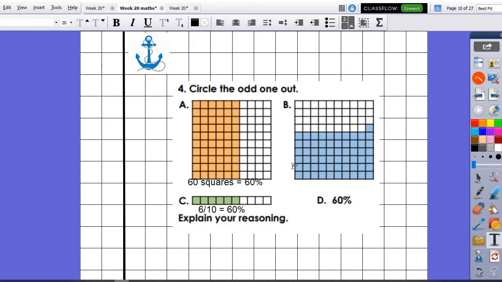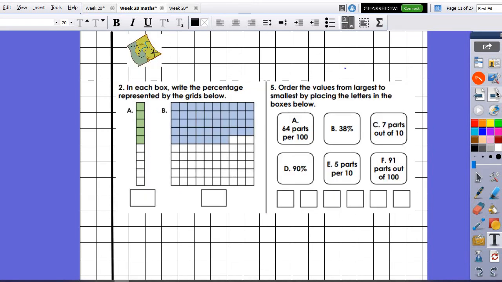So here, 10, 20, 30, 40, 50, 60, 61 squares, and that equals 61%. So my odd one out is B because that is 61%, as the other three options are 60%. So let's have a look at a few more questions.